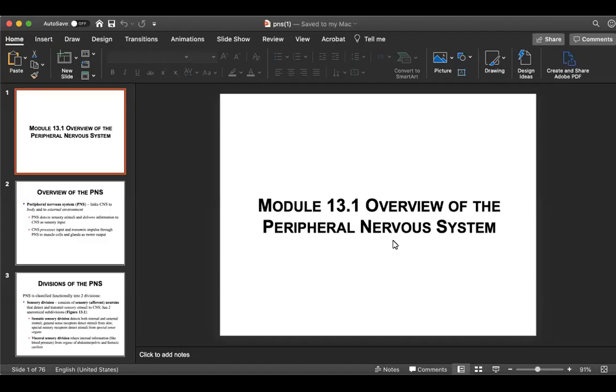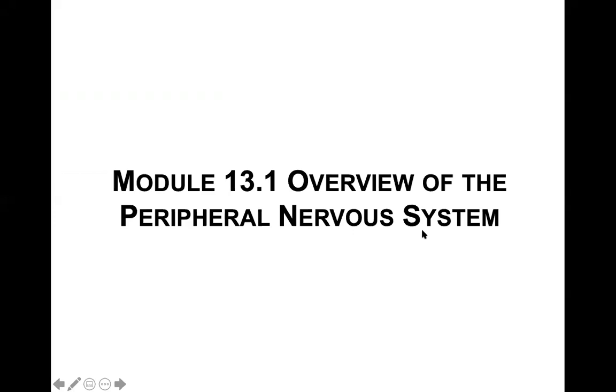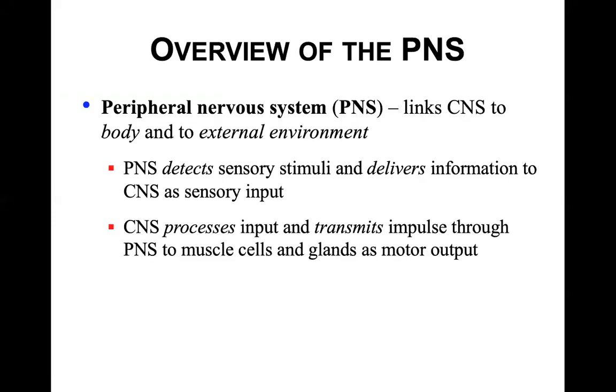Okay, guys, so this is the first recording of the peripheral nervous system. Now, the peripheral nervous system, we are now leaving the central nervous system of the brain and spinal cord. And this is the actual link of the central nervous system to the body and its external environments.